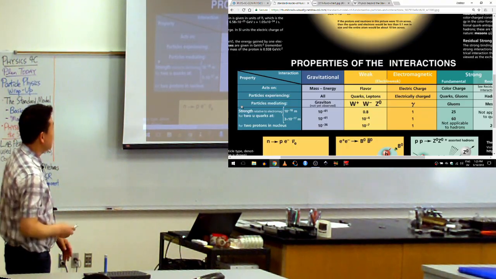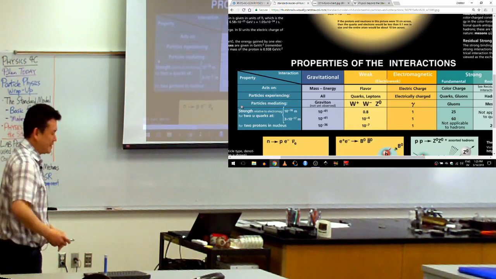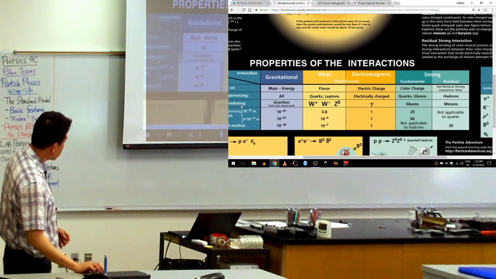So that's the elementary spin 2 particle that almost everyone believes exists. So I'm going to pretend that it does exist. So those are the bosons.